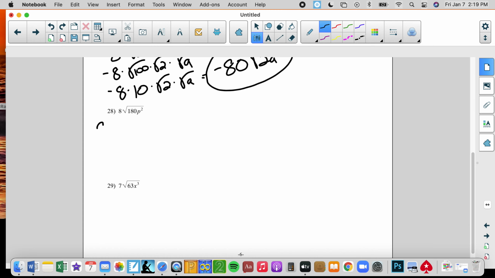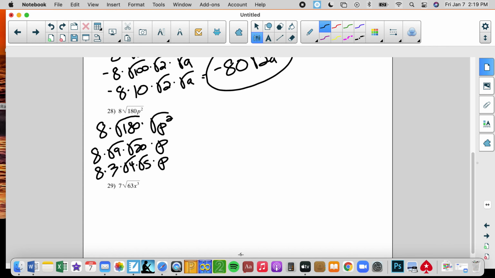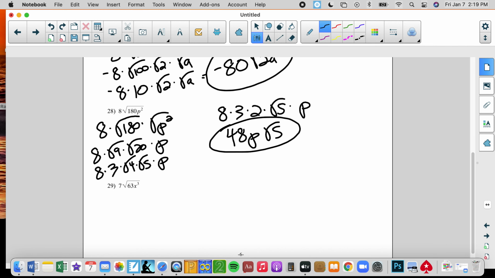Number 28: 8 times rad 180 rad p squared. 180, well, I know 9 and 20, and that gives me p. That'll give me 8 times 3. Rad 20 can be broken into rad 4, rad 5. So we get 8 times 3 times 2 times rad 5 times p. 8 times 3 is 24 times 2 is 48p rad 5. Make sure the things on the outside come first in front of the radical.